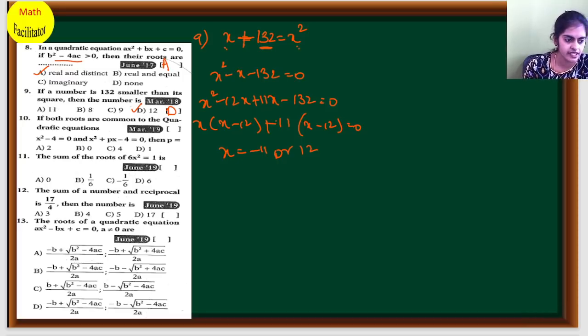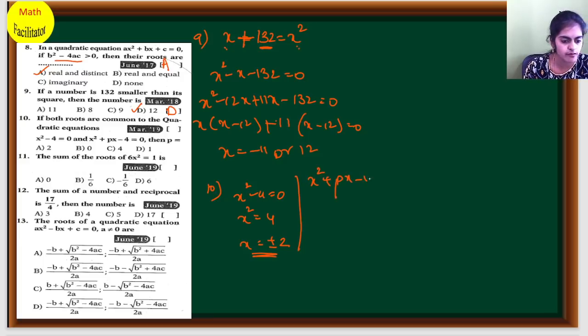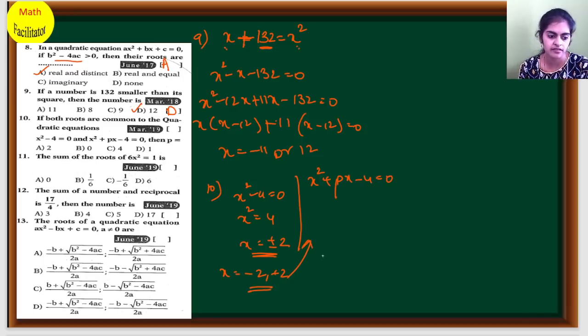Now the next question: both the roots are common to the quadratic equations. x square minus 4 equal to 0, so x square equal to 4, x will be plus or minus 2. And x square plus px minus 4 equal to 0. Now the roots are common. So whatever the roots are here, minus 2 and plus 2, the same roots you have for the next one also. So you have to find the value of p.